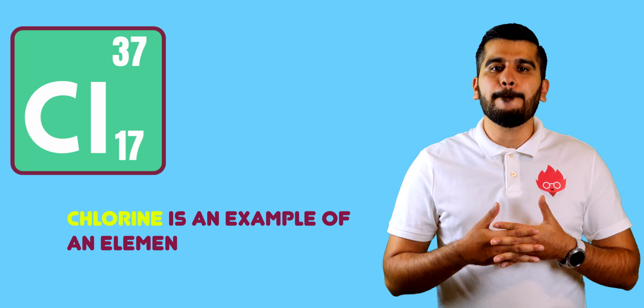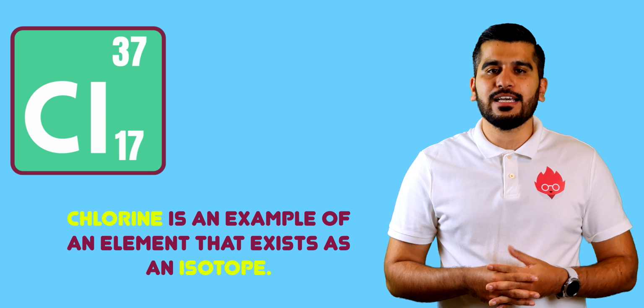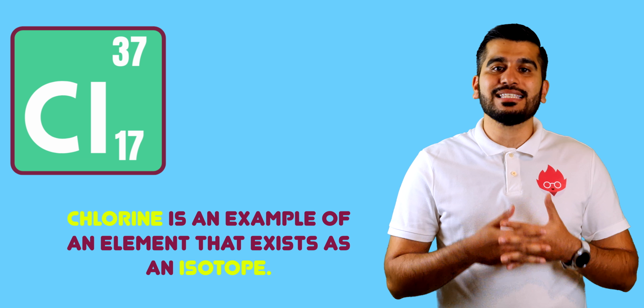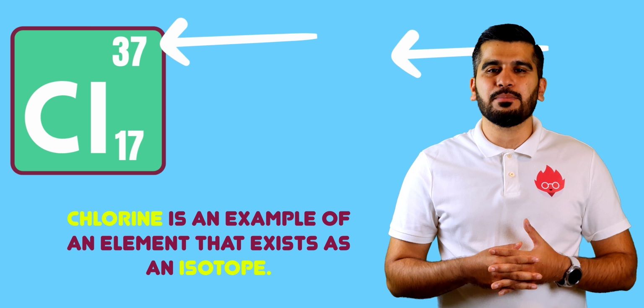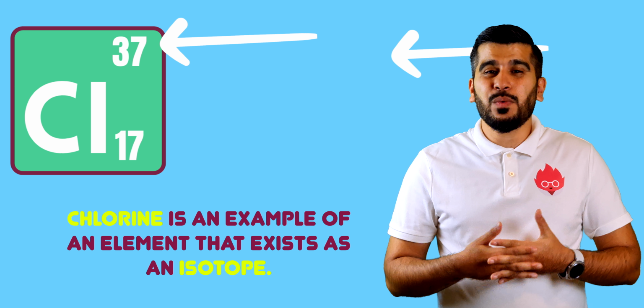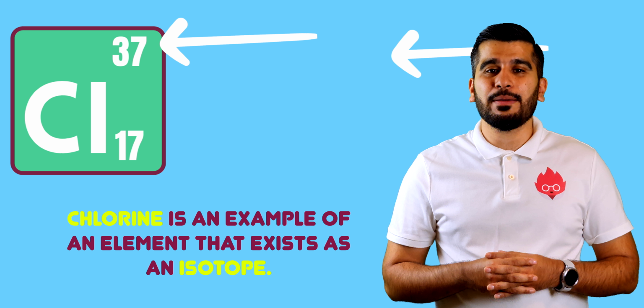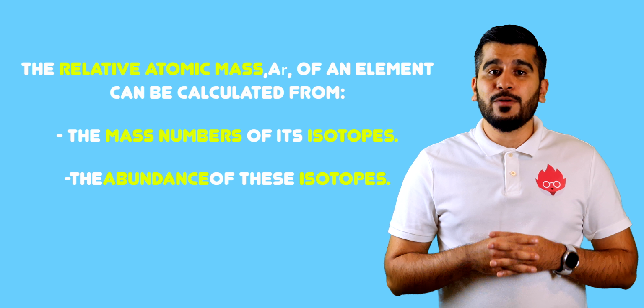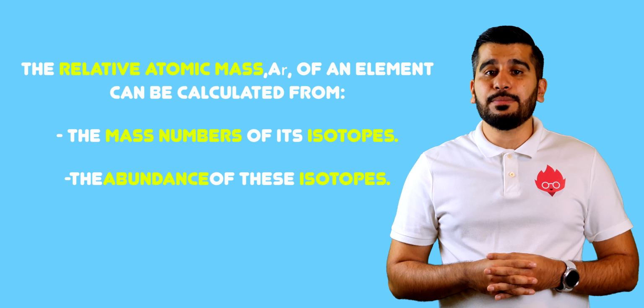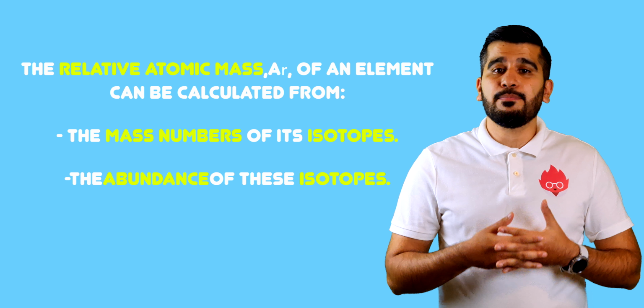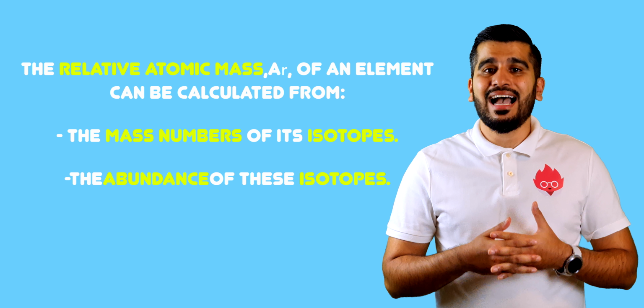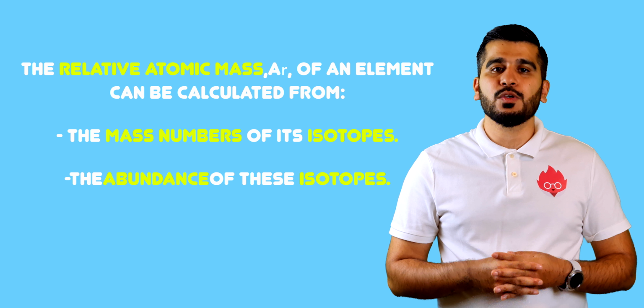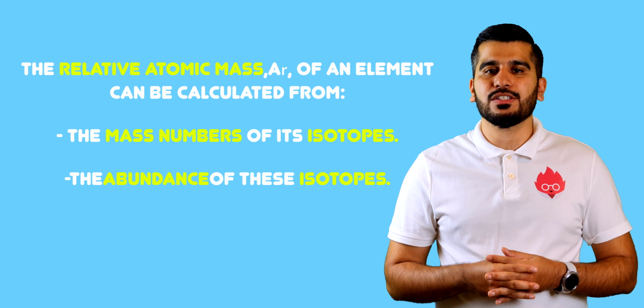In nature, many elements have different isotopes, which are atoms of the same element that have different numbers of neutrons. We therefore need a way to work out the relative atomic mass for these elements. The relative atomic mass of an element can be calculated from the mass number of its isotopes and the abundance of these isotopes, which tells us how common each isotope is.